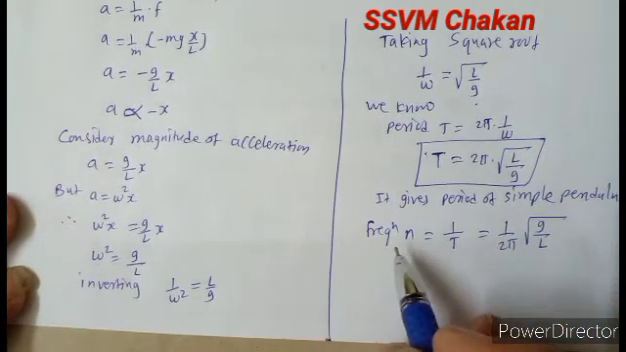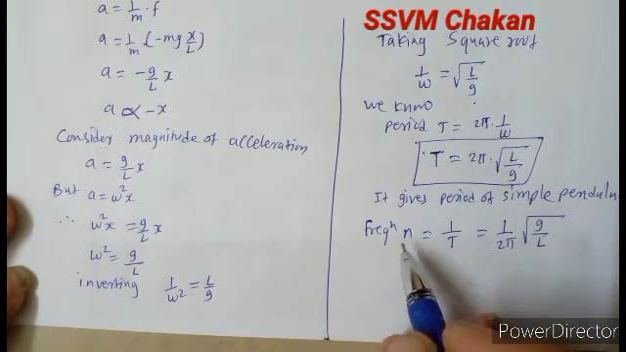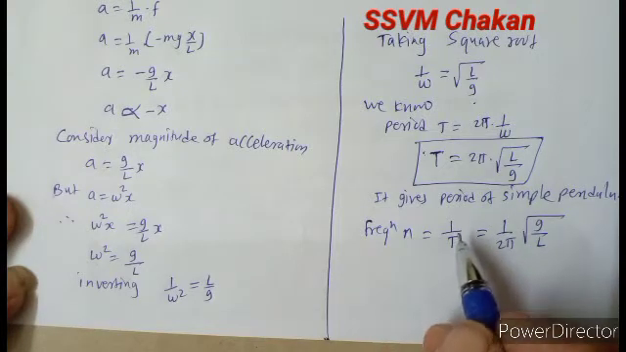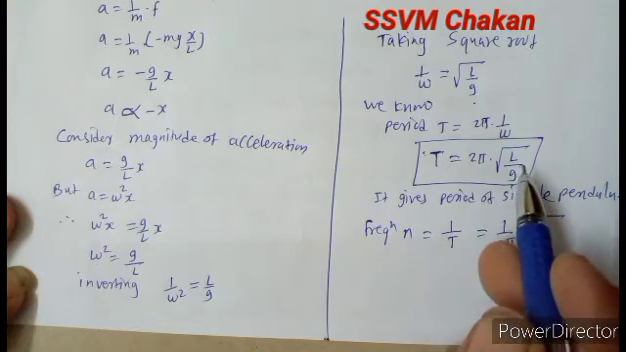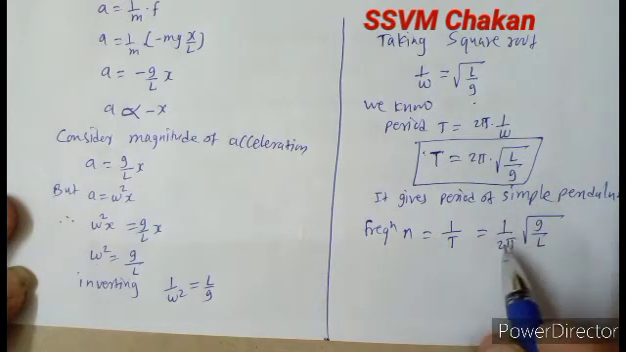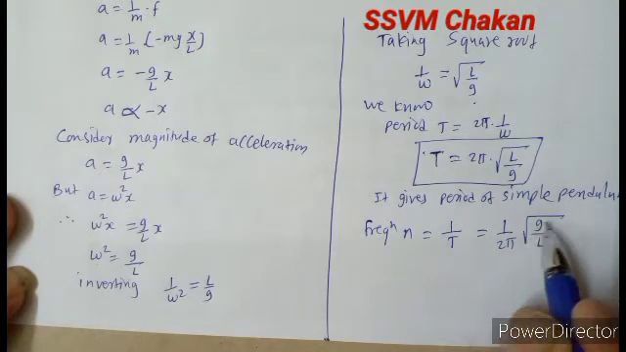From that you may calculate the frequency. We know frequency n equals 1 upon T. Substitute the value of T, so this term gets inverted. Therefore, frequency equals 1 upon 2 pi into square root of g divided by L.